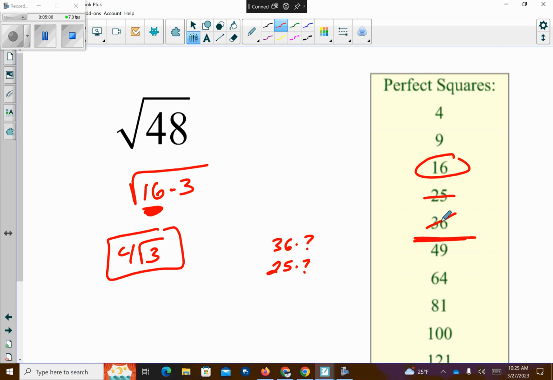Now, some of you might be sitting there saying, isn't 4 times 12 also 48? And the answer is yes. And 4 indeed is a perfect square, but I was looking for the biggest perfect square that works. Is that okay? So it seems a little different than what we're used to, but we're just starting to break down numbers into their factors.